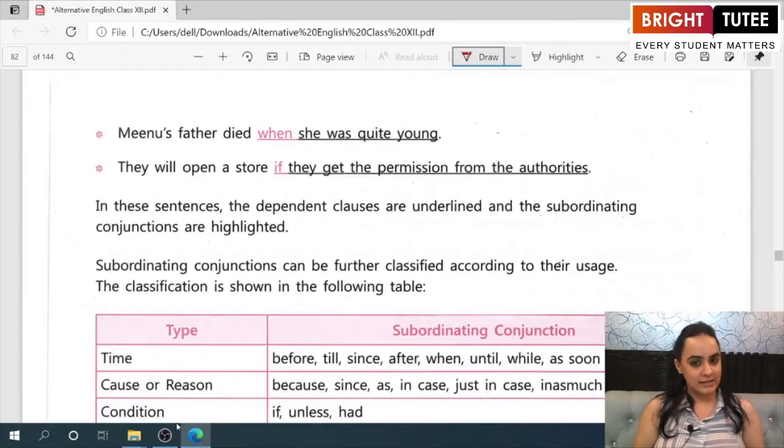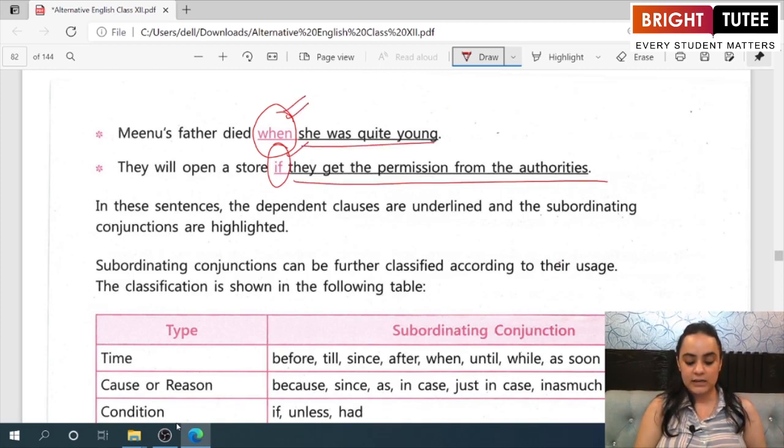Let us look at some more examples. Meenu's father died when she was quite young. They will open a store if they have permission from the authorities. So in these sentences, these are the dependent clauses and these are the subordinating conjunctions which are being used to join the main clause with the subordinate clause.